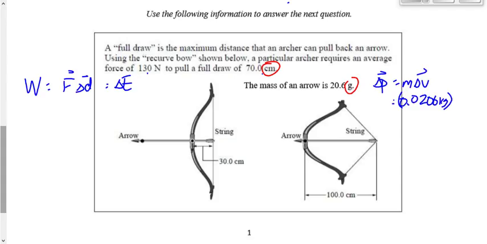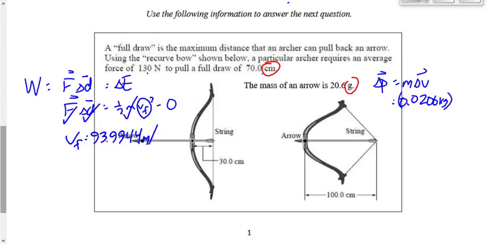So what I'm going to do here is say force times distance, or force times displacement, is equal to, well, delta E, the change in energy, which is kinetic energy minus 0. Make sense? If I multiply the force times the distance, then I'm going to get the total energy that's given to this as I pull it back, and then as I release it, it's going to end up being converted to kinetic energy. Solving for VF, I end up getting a VF of 93.9944 meters per second.